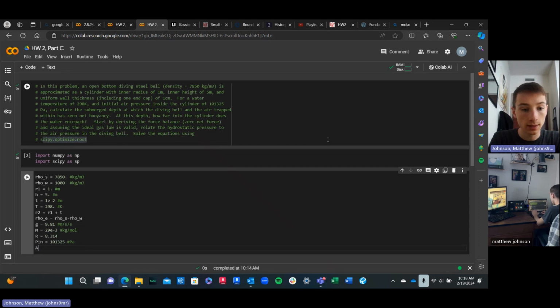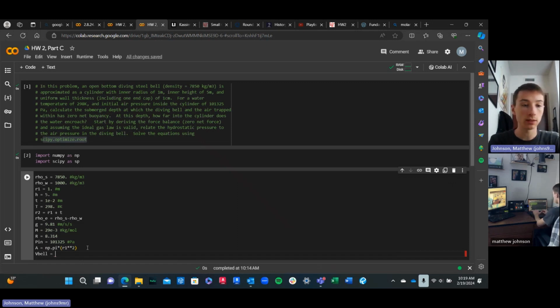So the area, actually, let's do the cross-sectional area. The inside of that container is just going to be pi r squared, right? And then we're using R1. So np.pi times R1 squared. And then we just need the volume of the bell, which we use in our equations too.